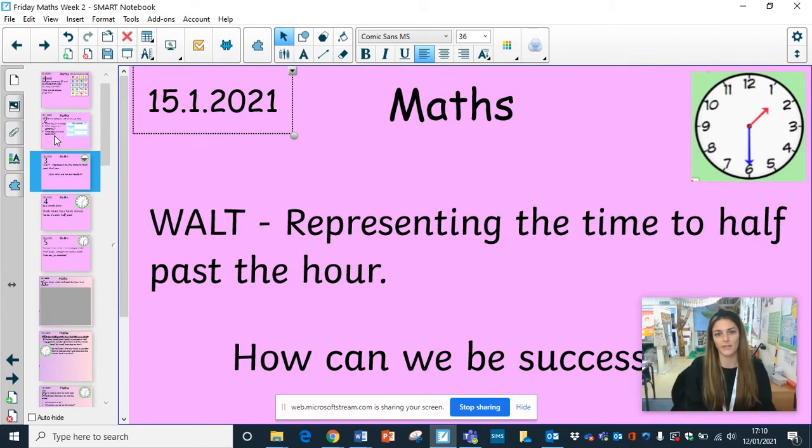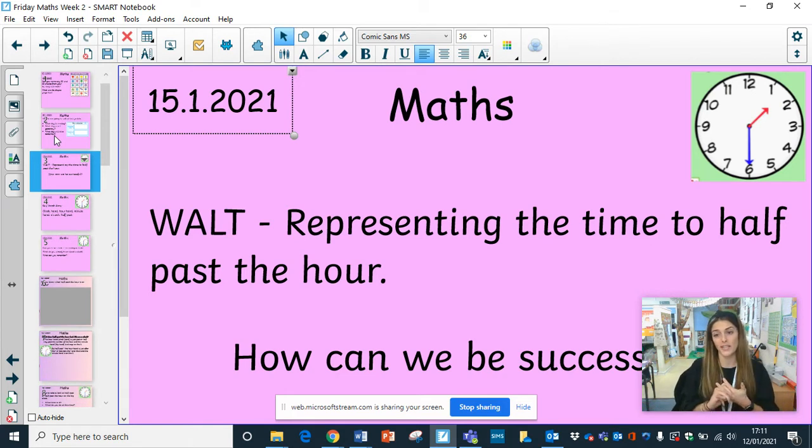So moving on to our learning for today. We are learning to represent the time to half past the hour. I'll put a little clock in there in the corner for you to look at to show you what that looks like. So how can we be successful today with this? First of all, representing just means to show. Can you show me the time to half past the hour? To represent is to show.